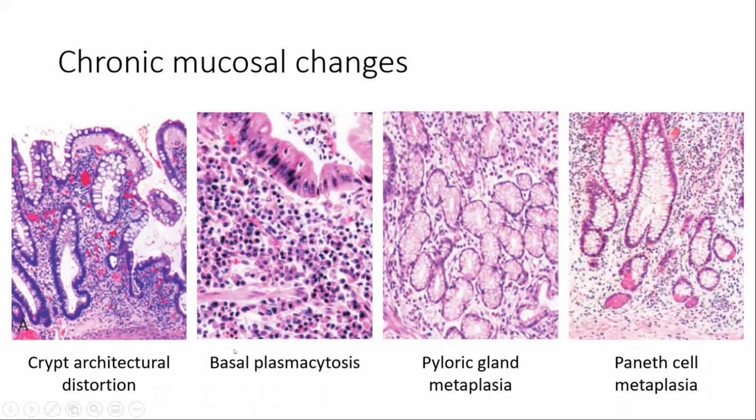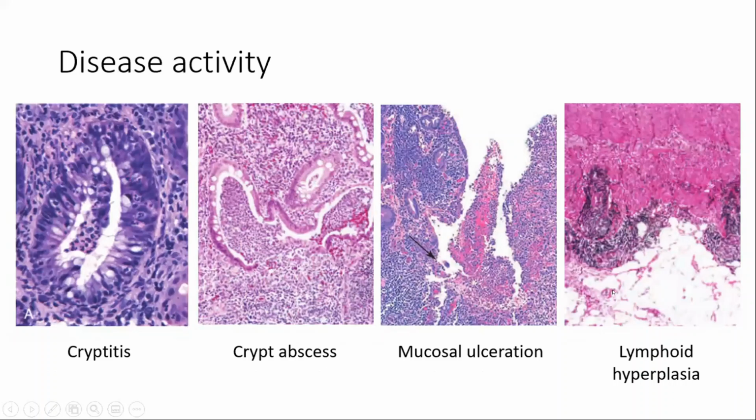And usually the distribution of inflammatory cells is more dense in the superficial area, towards the luminal surface. But in chronic mucosal change, we can see the plasma cells basally located. So we see more basal plasmacytosis, which also gives a clue for this disease. They can have metaplastic changes, signifying chronic inflammation, like pyloric gland metaplasia and Paneth cell metaplasia. So that is number one.